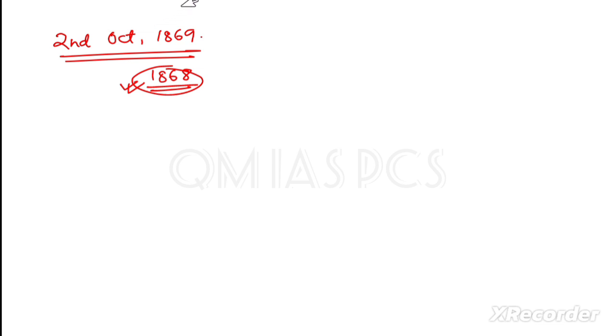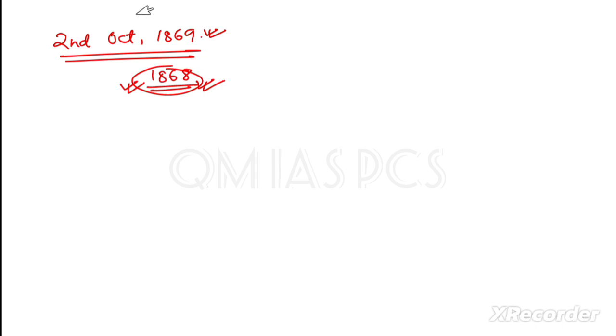I have told you, if we are counting the months, we have to calculate complete months first. If you are counting the years, we have to calculate the complete years first. So here, 1869 is not completed, 1868 is completed, so we have to calculate 1868 first, then we have to calculate how many days are there in 2nd October, I mean till 2nd October.